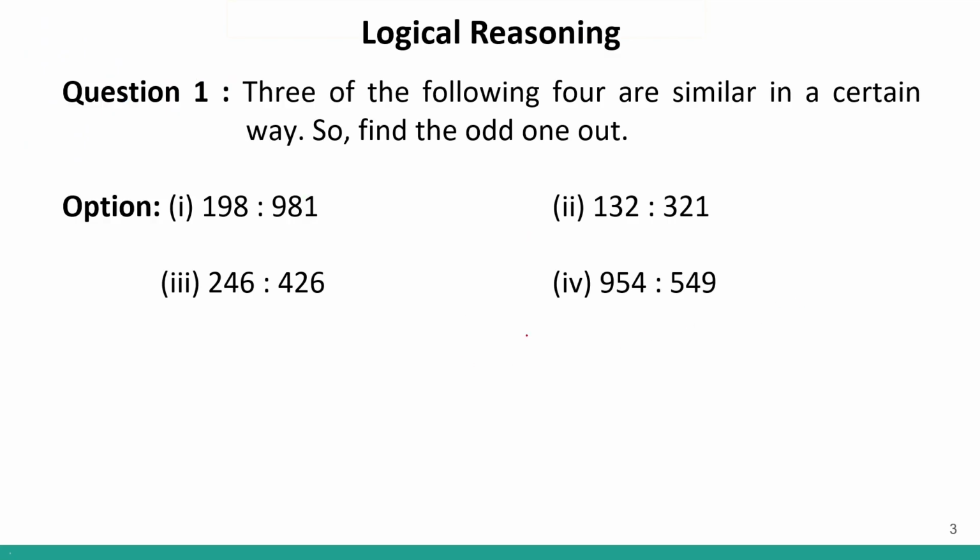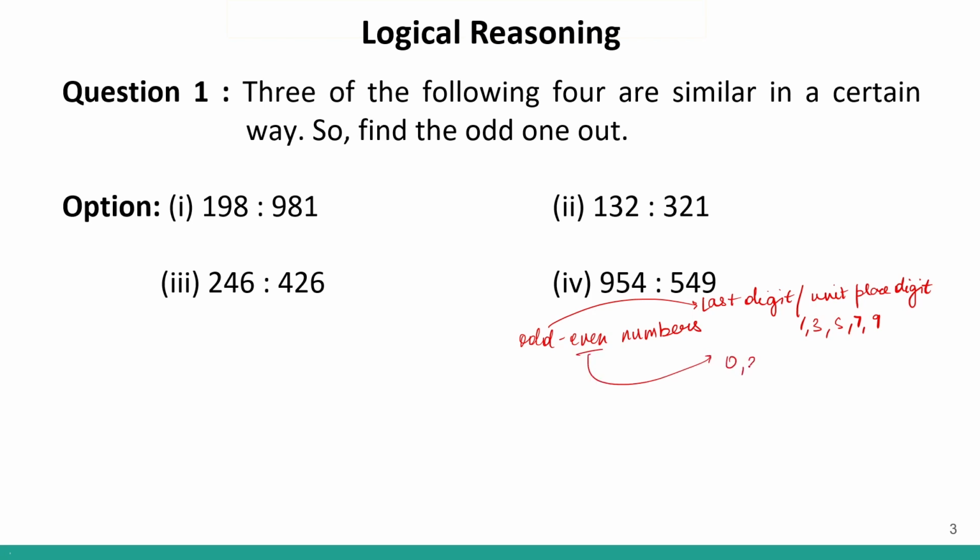Now, before we start, we should revise certain concepts. The first concept is of odd and even numbers. So, what is the difference between odd and even numbers? For odd numbers, the last digit, or you can say the unit place digit, is 1, 3, 5, 7, or 9. Similarly, for even numbers, it is 0, 2, 4, 6, or 8.